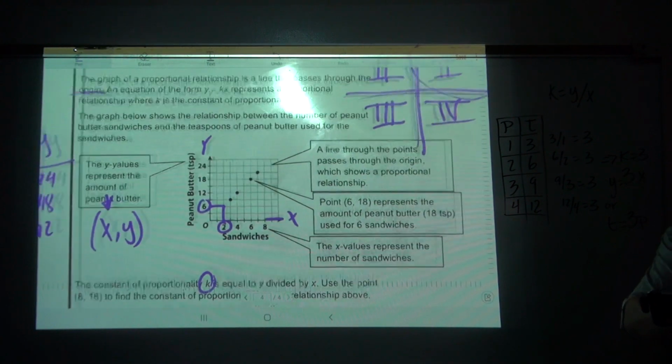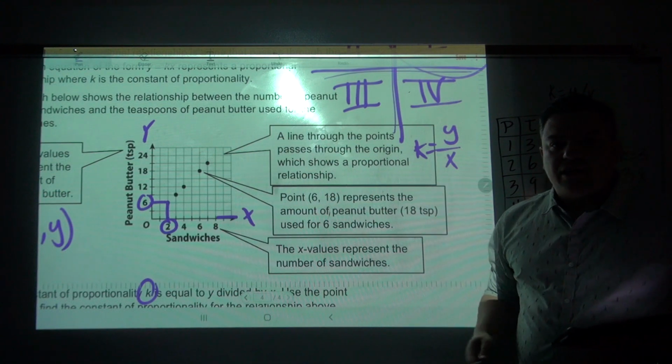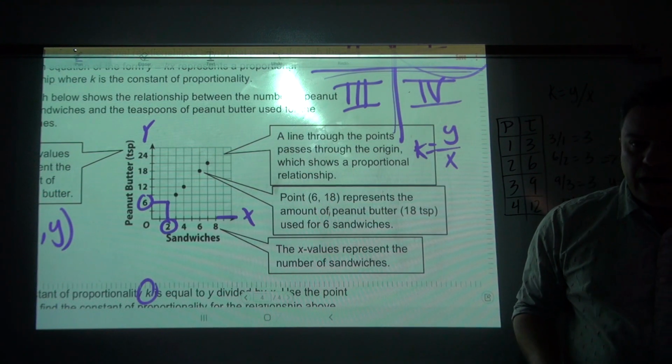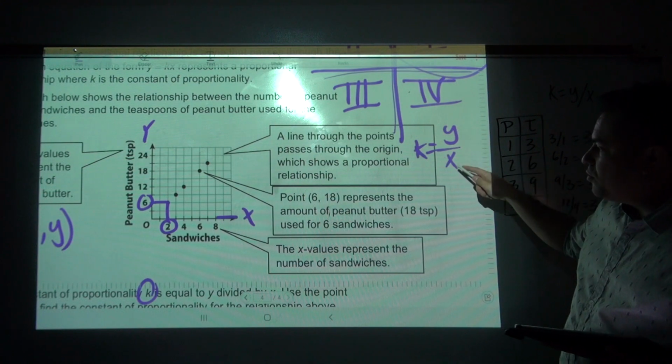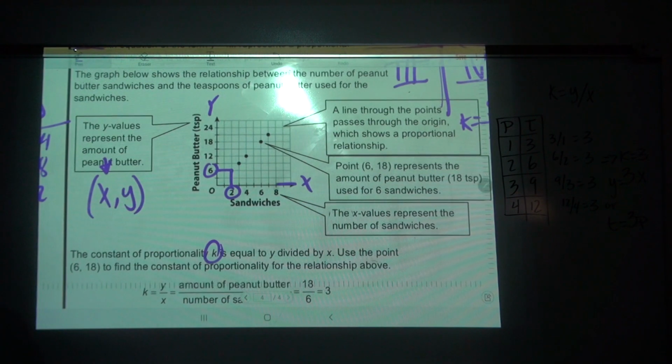K, we have a formula for K that we learned already. K equals Y divided by X. K right here is the constant of proportionality. How do we find it? We divide the value of Y by the value of X. So, if we look at this point right here, what is my ordered pair? What is my value of X right there? 2. My value of X in this point right there, 6. 6, very good. And my value of Y? 18. 18, very good. That's my ordered pair.